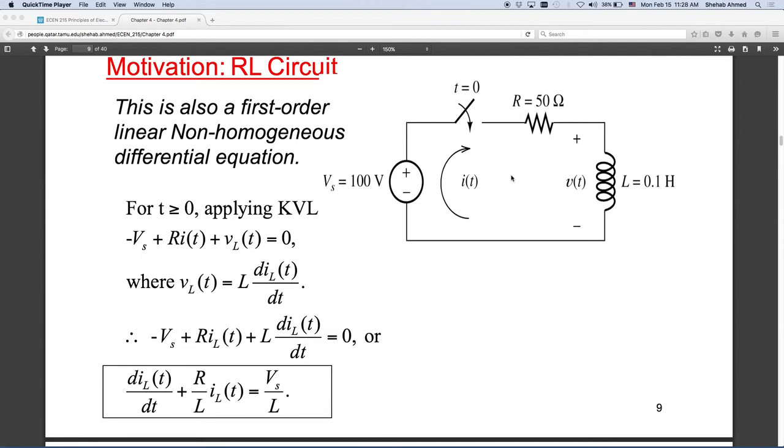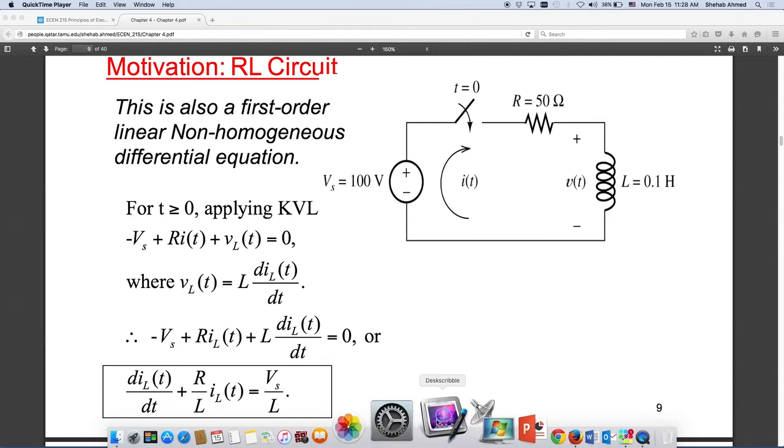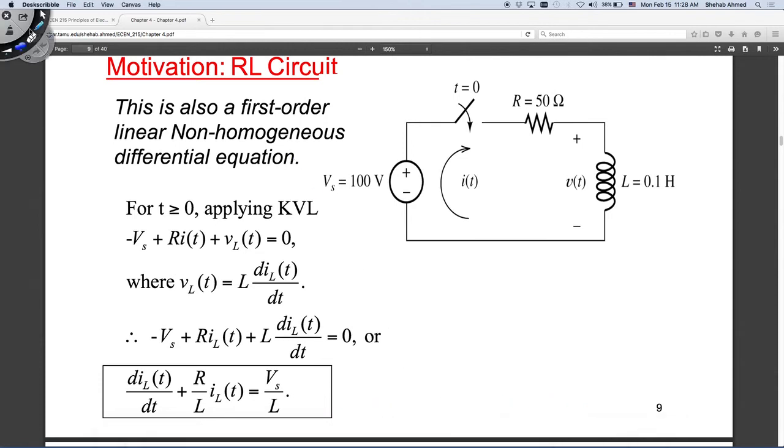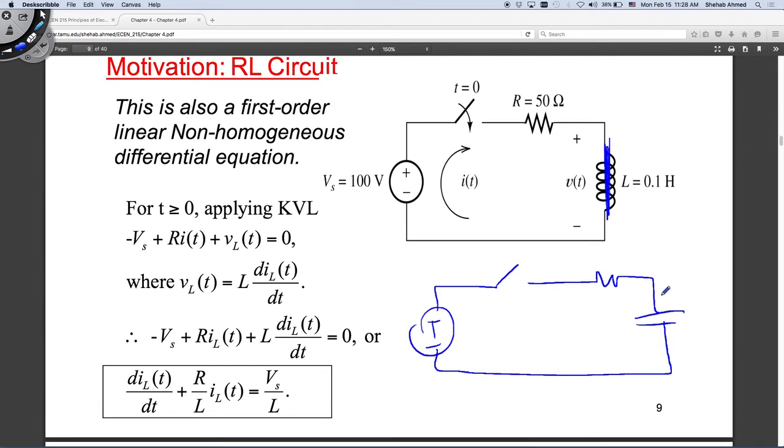What's the steady state value of current in this circuit? It's equal to, what's the steady state value of current? Exactly. It's equal to Vs over R. So in steady state, this is a short circuit. And for the RC circuit, in steady state, this is an open circuit. I have an open circuit here.